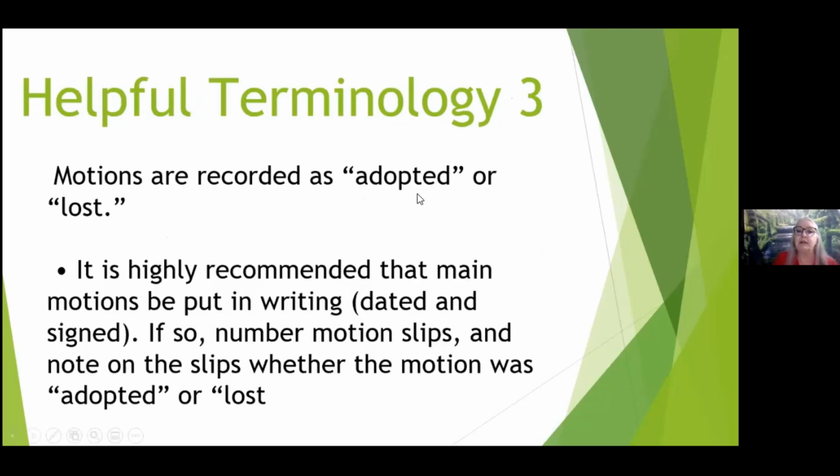Again, motions are adopted or lost, and I will say I have done that wrong for the last year. I will change it. It is highly recommended that main motions be put in writing, dated and signed. That way it's very clear what happened. If so, number those slips and then write on them whether or not it's adopted or not, and those would go into the secretary's procedural manual.